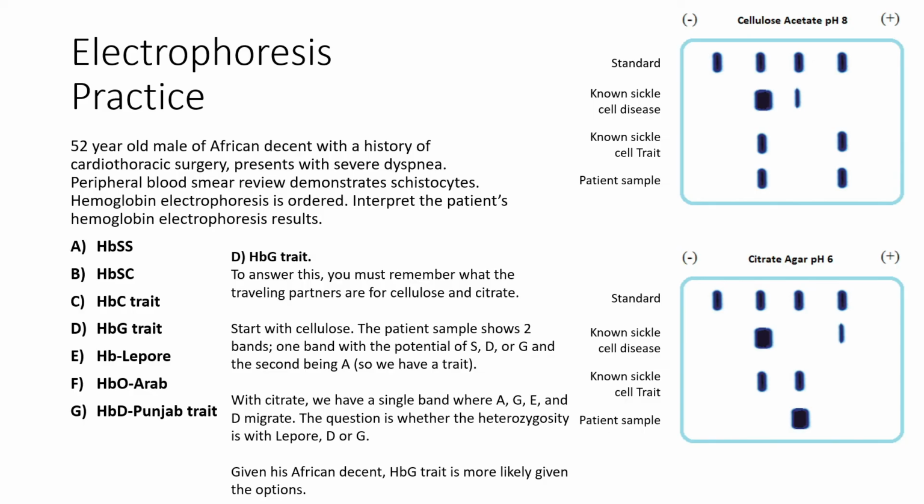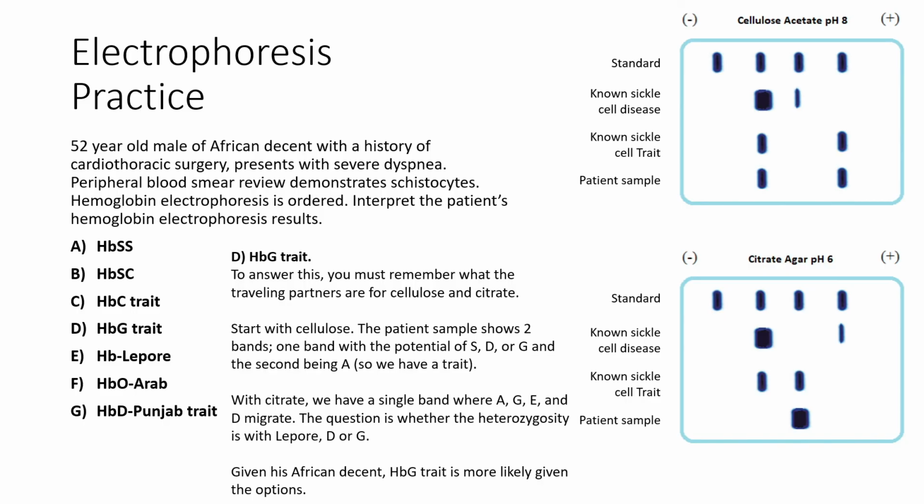At pH 8, nothing runs with A, while D, G, and Lepore all run with S. At pH 6, we have lost our S band and now have a prominent A band. On citrate, D, G, and Lepore run with A, and of course E, but that is not an option here. So how do we reconcile these three that move together? If you recall, Lepore is found in Mediterranean descent, and hemoglobin D is found primarily in South Asia, Turkey, and some areas within Eastern Europe. Our patient is of African descent, making hemoglobin G trait the most likely option.